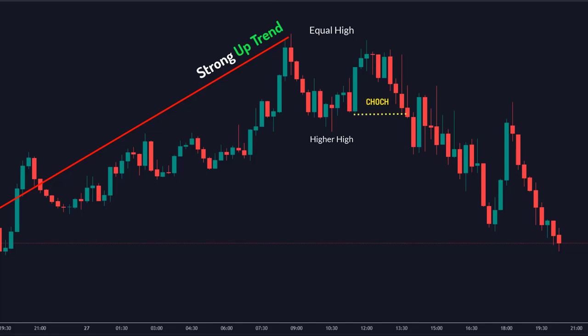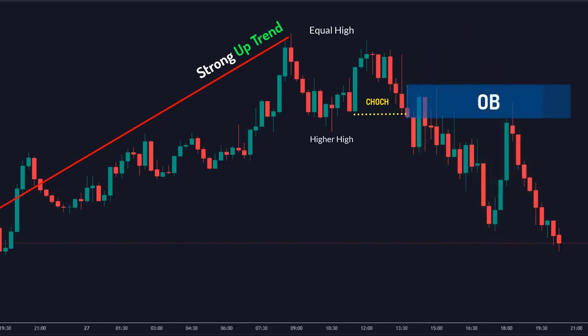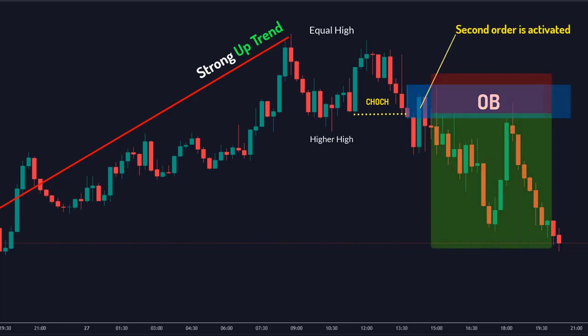showing us a change of character right here. As we go along, it forms these three order blocks, which allow us to place sell orders in these zones and wait for the price to activate our orders. As you can see, the price activates our first order right here, and our second order is activated right here.